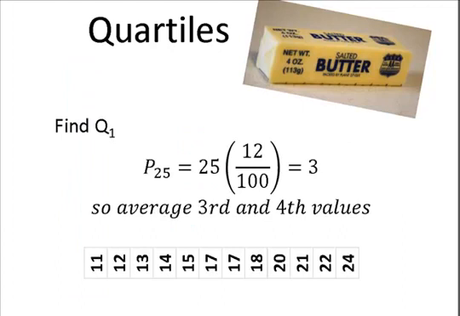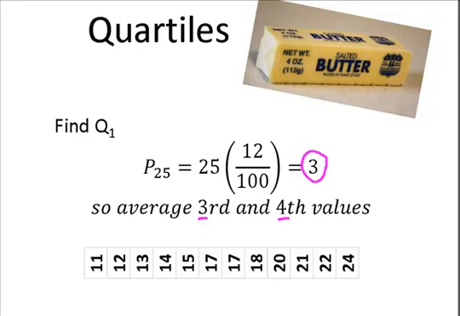So the first thing I want to do is find Q1. Well, we said Q1 is the same thing as P25. So I am using that exact same formula where I end up with i equal to my percentile times the number of observations I have divided by 100, which is going to give me 3. Now in this case, we came up with a whole number. Before, remember, we had one with a remainder. So what do I do with a whole number? I'm going to average the third and the fourth values.